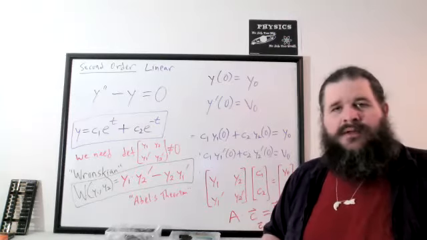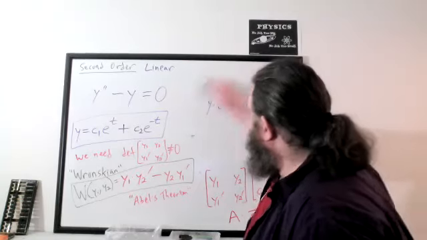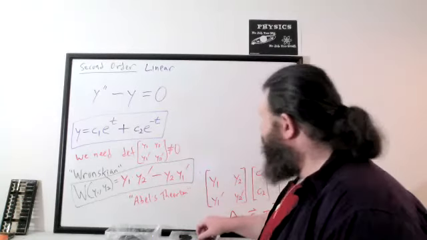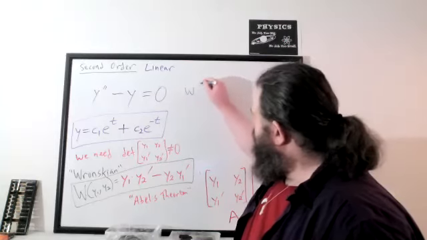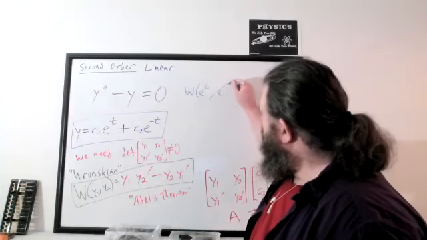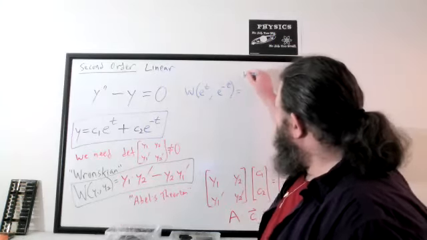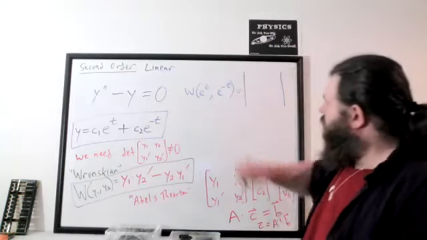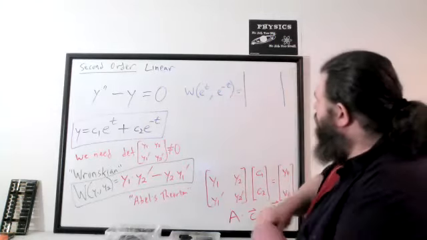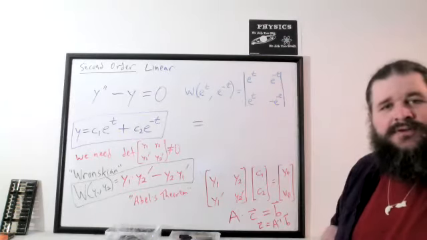But let's check this. Let's actually try writing out the Wronskian of e to the t and e to the negative t. You could think of this as the determinant of a 2x2 matrix with the 2 functions in question on the top row, e to the t and e to the negative t, and then their derivatives. The derivative of e to the t would just be another copy of e to the t. The derivative of e to the negative t would be negative e to the negative t.